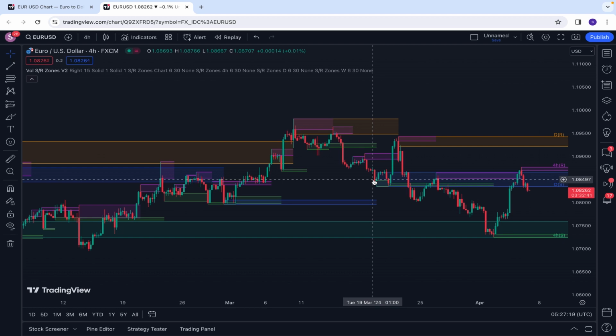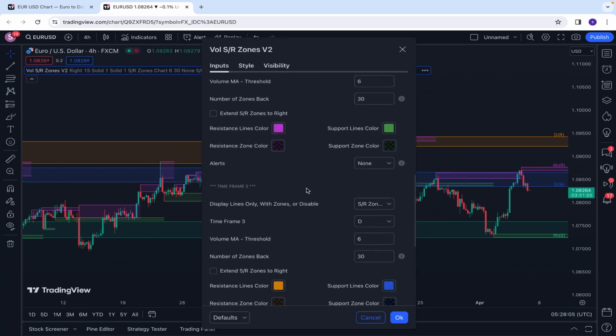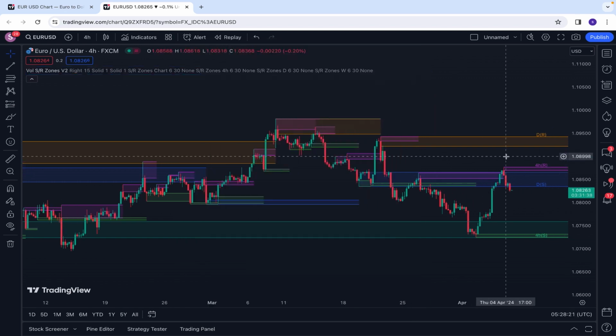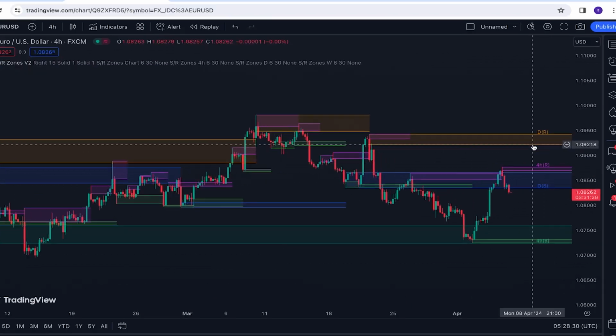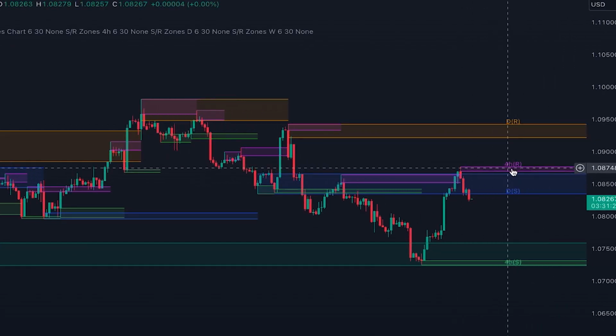In other words, market participants showed more reaction to those levels, and one excellent feature of this indicator is that it doesn't only draw support and resistance levels for the current chart time frame, but also for another 3 higher time frames. Here in the settings of the indicator, you can define what time frames you're interested in, and they are accordingly labeled here on the chart. For example, this is a resistance level from the daily time frame, and this is a resistance level from the 4 hour time frame.